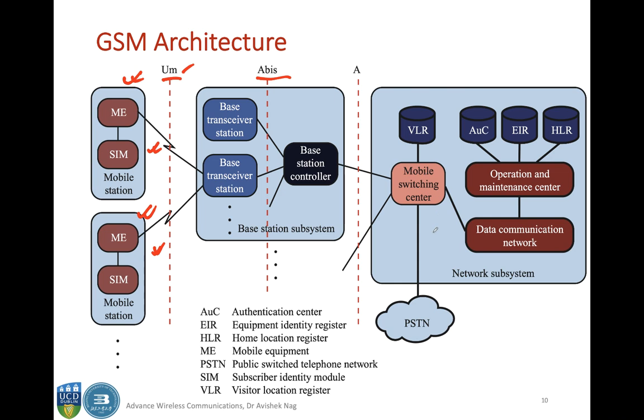The mobile switching center is part of the network subsystem, which also contains other modules like the operation and maintenance center, the data communication network, and different types of databases like VLR, AUC, EIR, and HLR. We will go through the details of these in the upcoming slides, but this is the overall picture of the GSM architecture. The mobile switching center is also connected to the public switched telephone network, or the landline network that you may have in your homes.